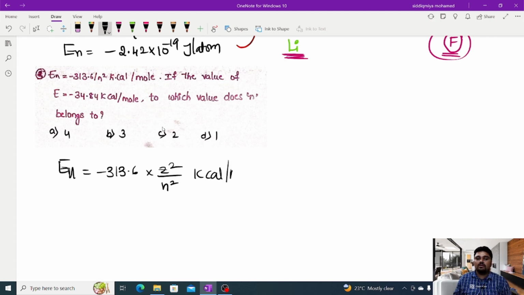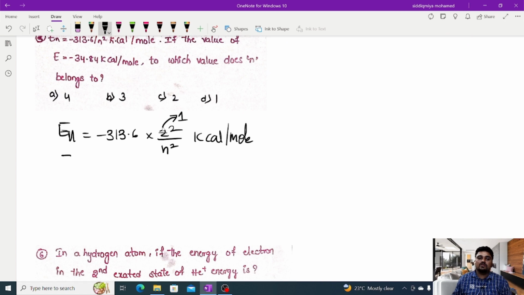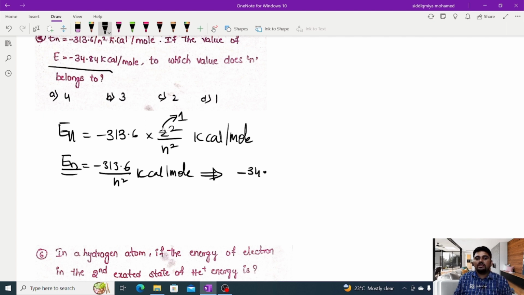Yes, it is the same formula, but since it is a hydrogen atom, here they substituted 1. So 1 square, now what will you get here? En is equal to minus 313.6 by n square kilocalorie per mole. From this, the En value they gave is minus 34.84. So minus 313.6 by n square is there, and in this one you have to find out n square.